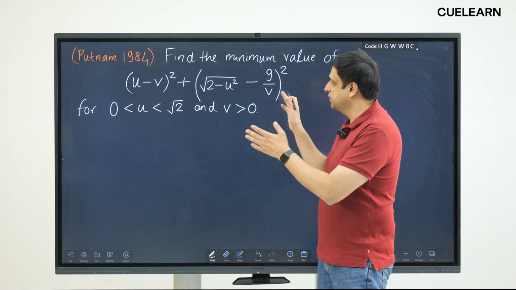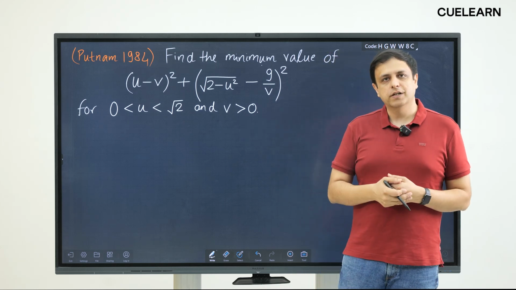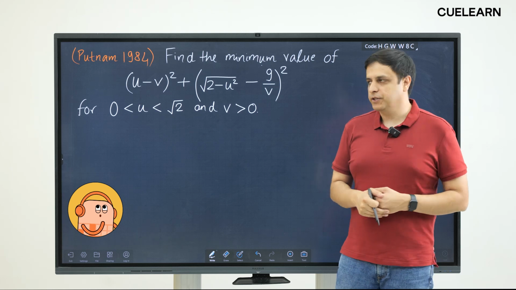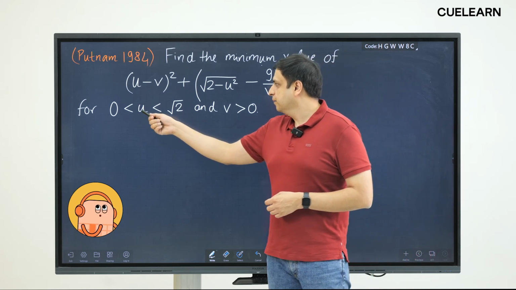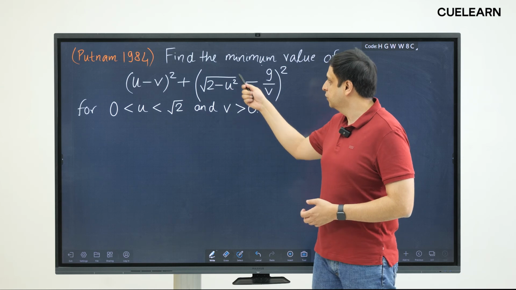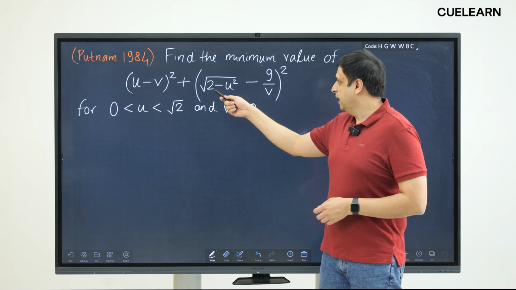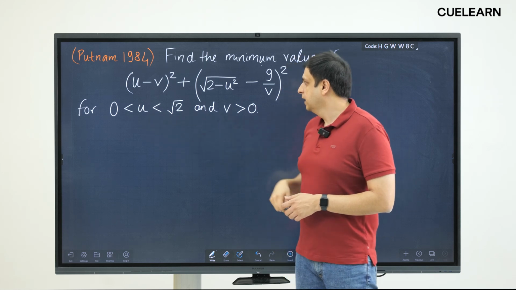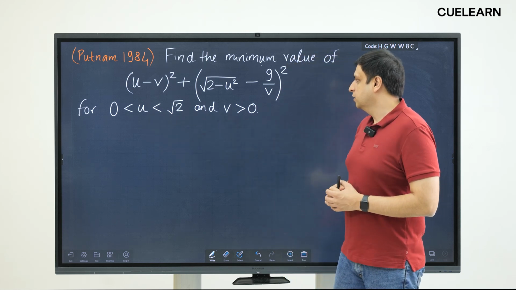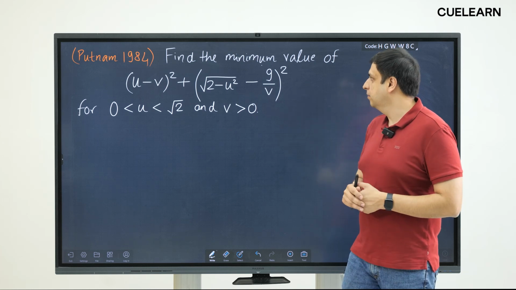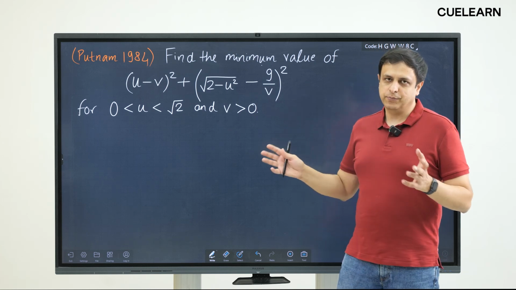So we have this expression in two variables, two real numbers u and v, and we have to find the minimum value of this expression given that u lies between 0 and root 2, and that is necessary because you want this term here to be a real number and it has 2 minus u square under the square root sign. So you want u to be less than root 2, and we are also told that v is greater than 0. So given these constraints, we have to find the minimum value of this expression.